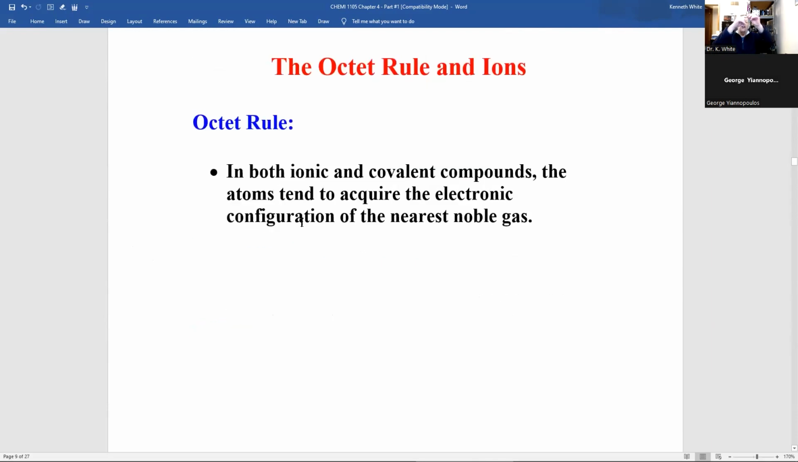Now, in the sense that I'll never ask what is the octet rule, it's something you should understand. The octet rule: in both ionic and covalent compounds, atoms tend to acquire the electron configuration of the nearest noble gas. Atoms tend to acquire the same number of electrons as the nearest noble gas.